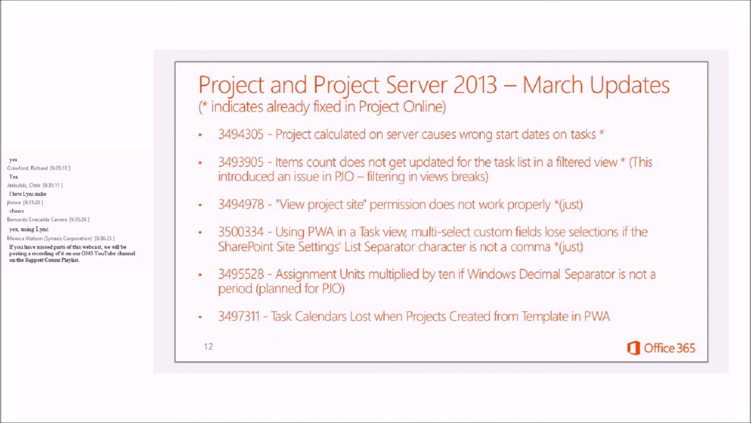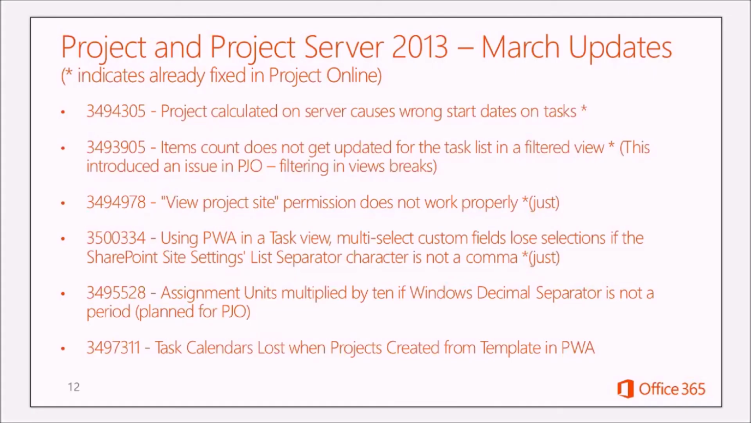Second to the last item here, assignment units multiplied by 10 if Windows decimal separator is not a period. So think of the scenario where, within Project, you go to the resource sheet, and there you can set up a resource, and you can say what are the maximum units for that person. I could have 1.5 units of something, or 2 units, or whatever the case may be. And when I make the assignment to a task, I can also specify the number of units that I want.